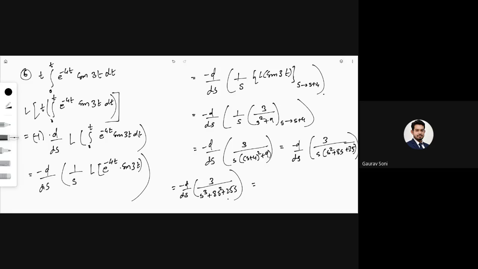So we can take the derivative. It is the derivative of the form 1 upon x, and you apply the chain rule. So what it will turn out to be is 3 upon s cube plus 8s square plus 25s, bracket complete square, and by chain rule the derivative of this term, so that will be 3s square plus 16s plus 25. This is the final solution. If you have any problem, you can ask.